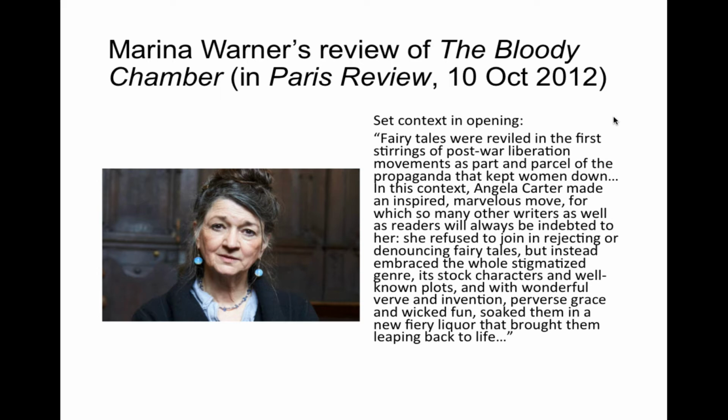As she writes here, fairy tales were reviled in the first stirrings of post-war liberation movements as part and parcel of the propaganda that kept women down. In this context, Angela Carter made an inspired, marvelous move for which so many other writers as well as readers will always be indebted to her. She refused to join in rejecting or denouncing fairy tales, but instead embraced the whole stigmatized genre, its stock characters and well-known plots, and with wonderful verve and invention, perverse grace and wicked fun, soaked them in a new fiery liquor that brought them leaping back to life.